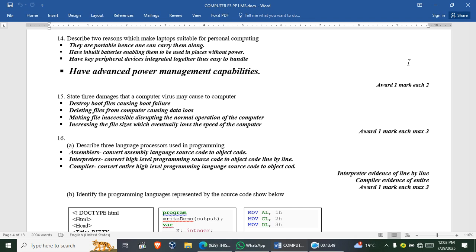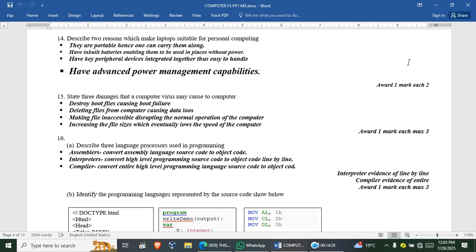When you talk about source code, these are the programs in human-readable form, the codes typed in the code editor window. When they are translated to machine language, we call them object code or object program. Interpreters convert high-level programming source code to object code line by line. Here, we are talking about high-level languages. These are languages that are close to human, like English-like or French-like or German-like. That means somebody who knows German, French, or English can understand.